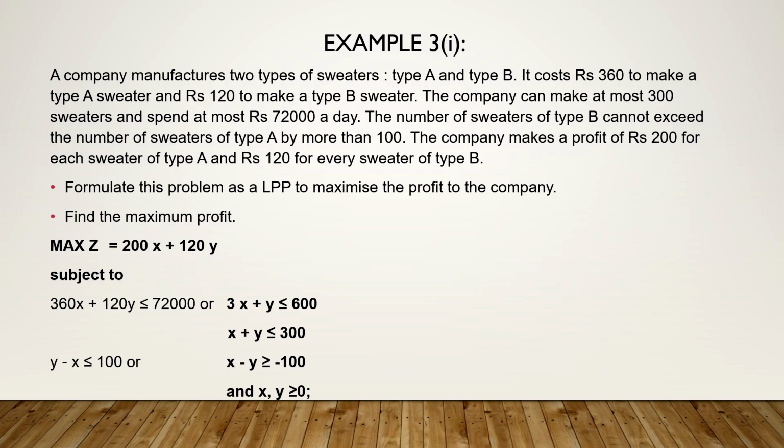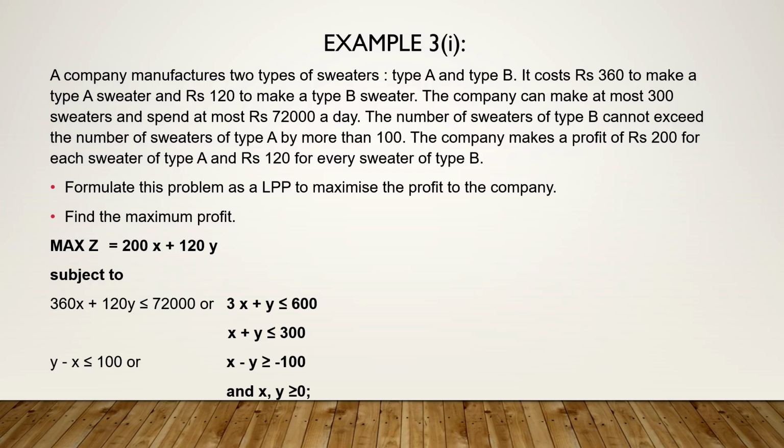Again, as I told you, you can take out the common factor to make it simpler. So the inequality now will become 3x plus y by dividing by 120 on both the sides, less than or equal to 600. Second case is that number of sweaters cannot exceed 300. That means total x plus y should be less than or equal to 300.